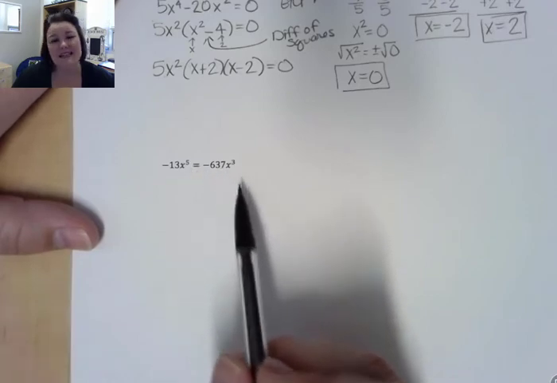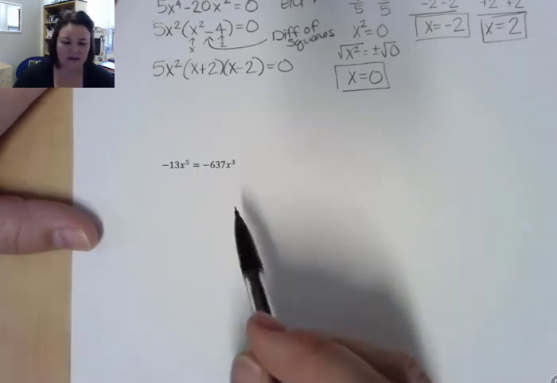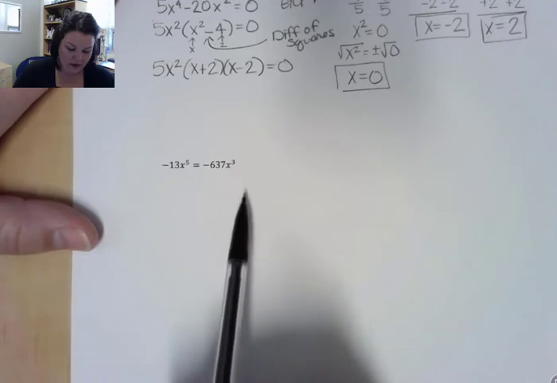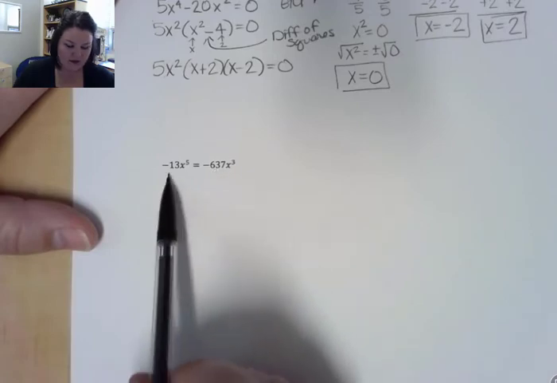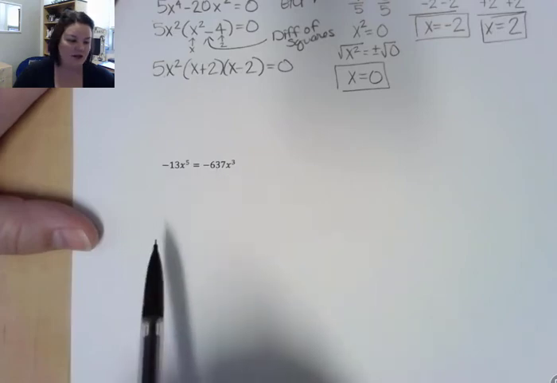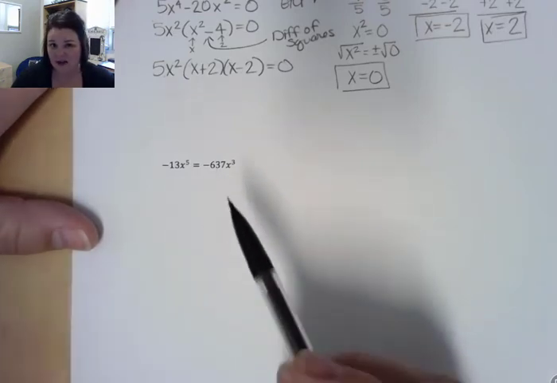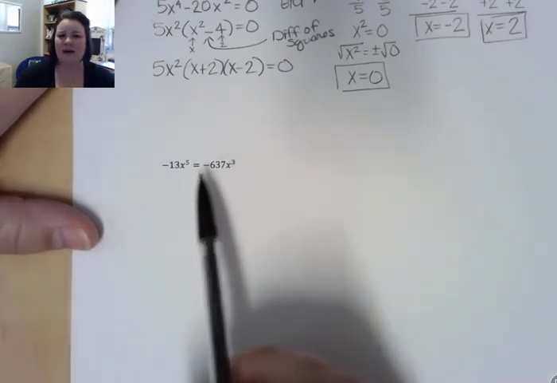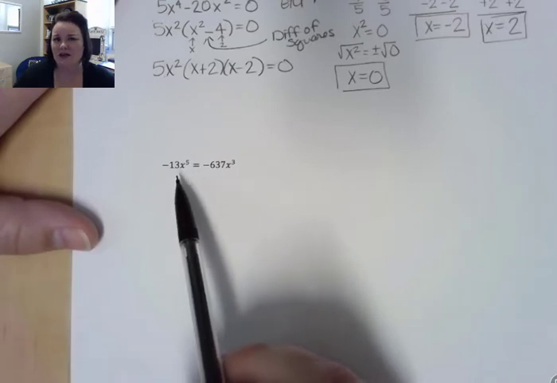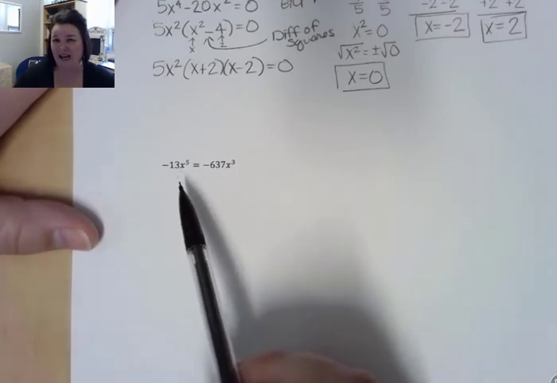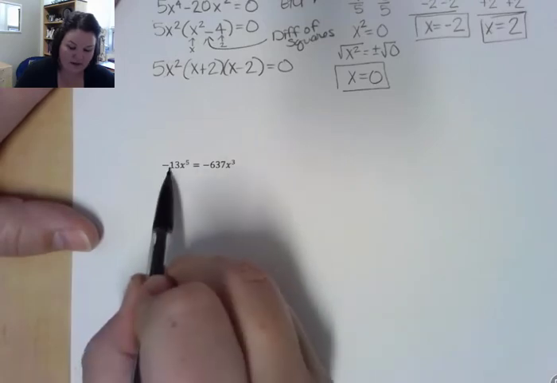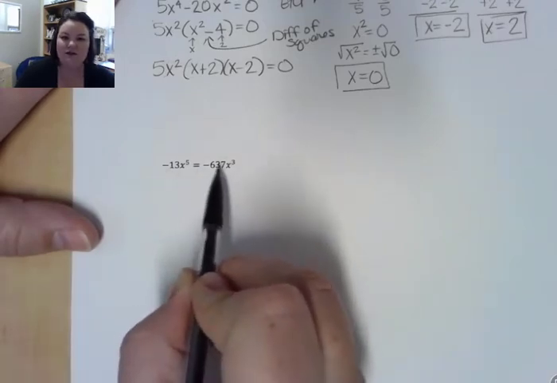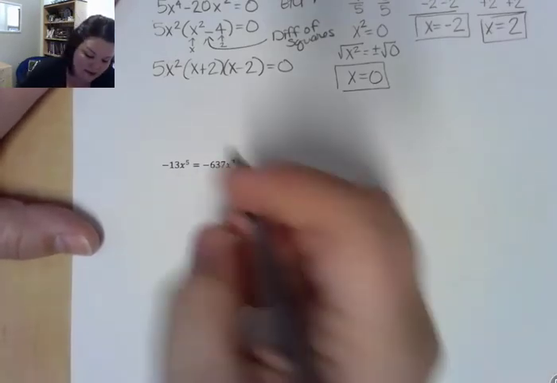So again, I need this equal to 0. So I can either move my 637 this direction, or I can move my 13 that direction. It really doesn't matter. And I always like my highest degree term to be positive if I can help it. So I'm actually going to move my 13 this direction. Now, if you do it the other way, you'll still get the same answer, okay?